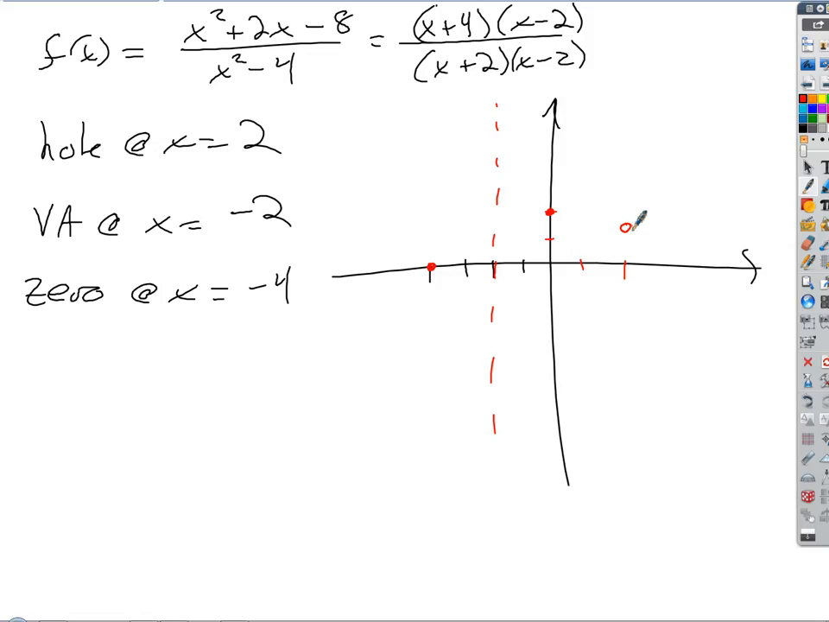But there's one other feature that we need to know. We need to know what this thing is doing at the asymptote. That's the stuff we talked about today. There's our infinite limit.